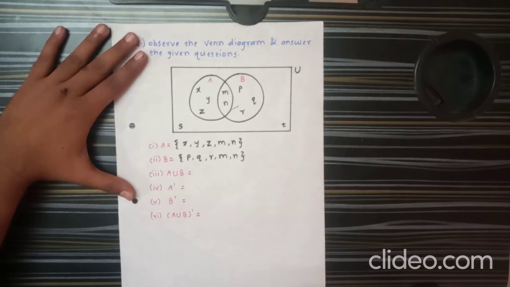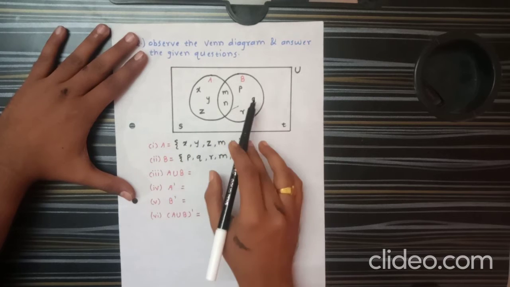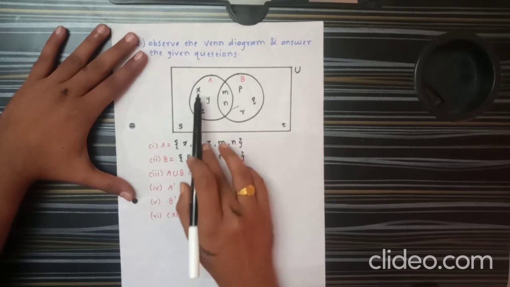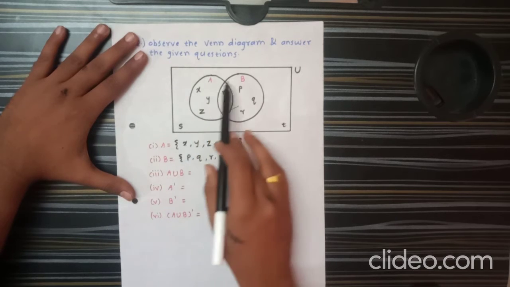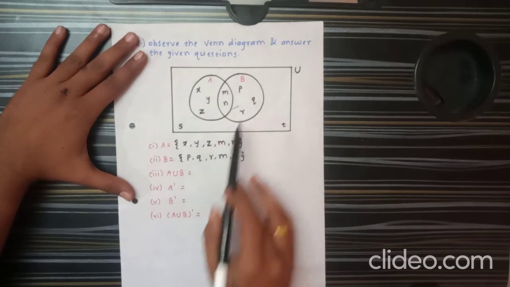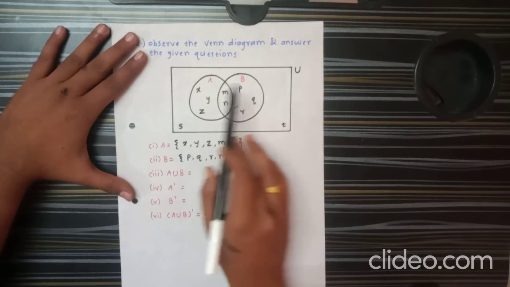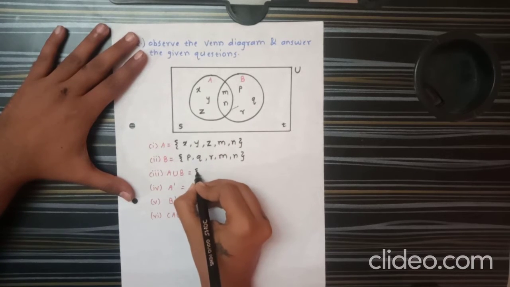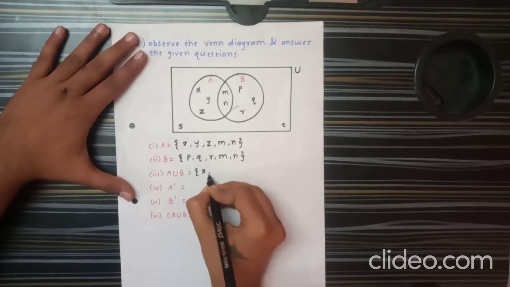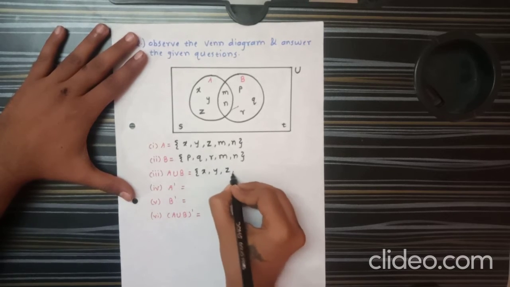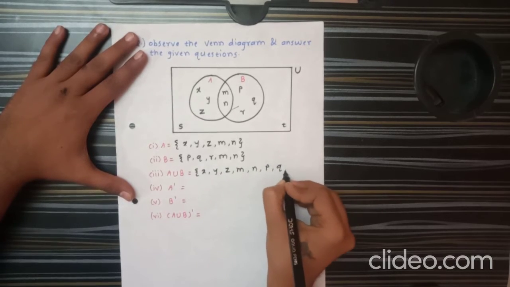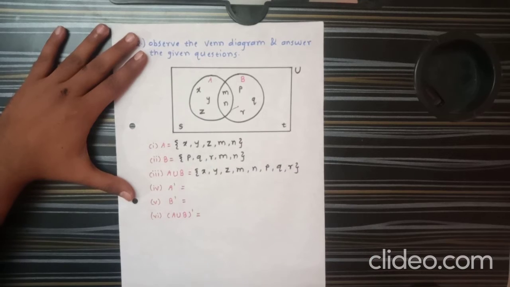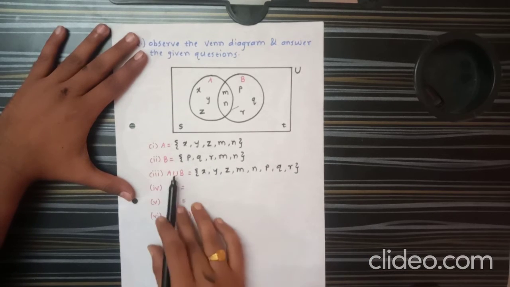Now we have to write A union B. Union means the combination of all the elements of two sets. So whatever elements we can see inside the boundaries of these two sets, all of them we are going to write as the union of A and B. So A union B will be simply X, Y, Z, M, N, P, Q, R. This is the answer for A union B.